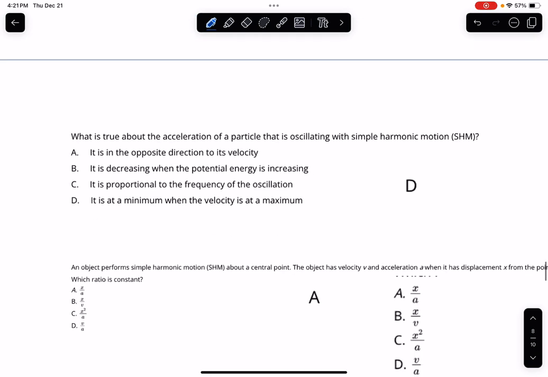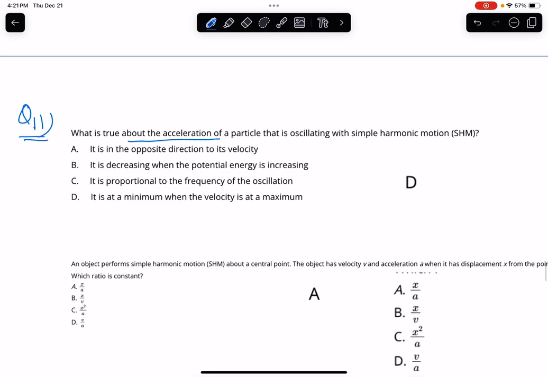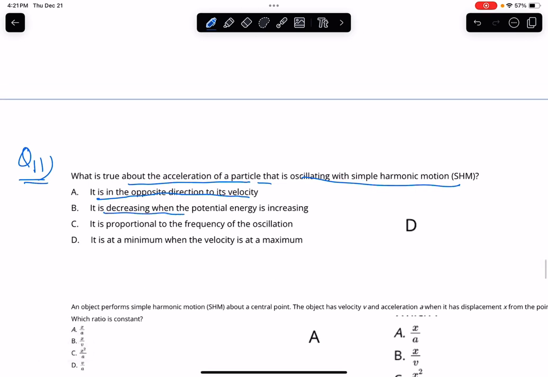Now let's look at question 11. They're asking what is true about the acceleration of a particle that is oscillating with simple harmonic motion. First, it is in the opposite direction to its velocity. Second, it is decreasing when potential energy is increasing. Third, it is proportional to the frequency of the oscillation. And the other one is that it is at a minimum when velocity is at a maximum.